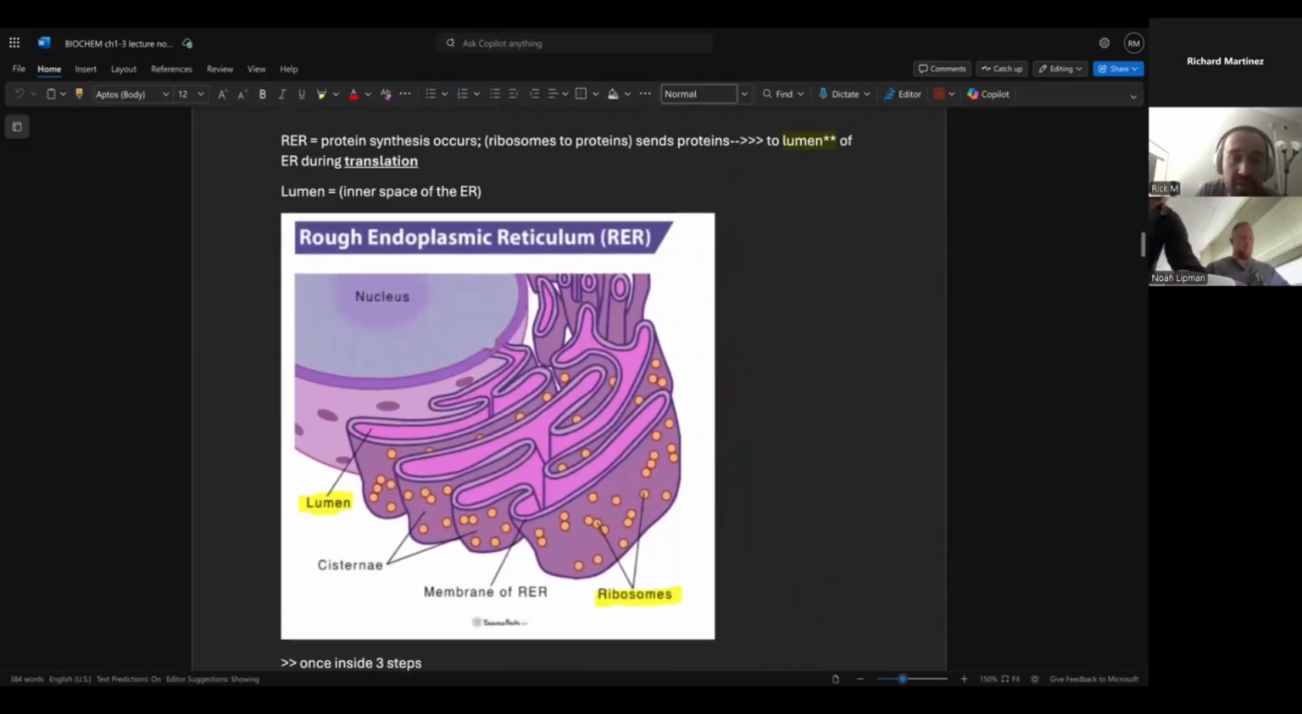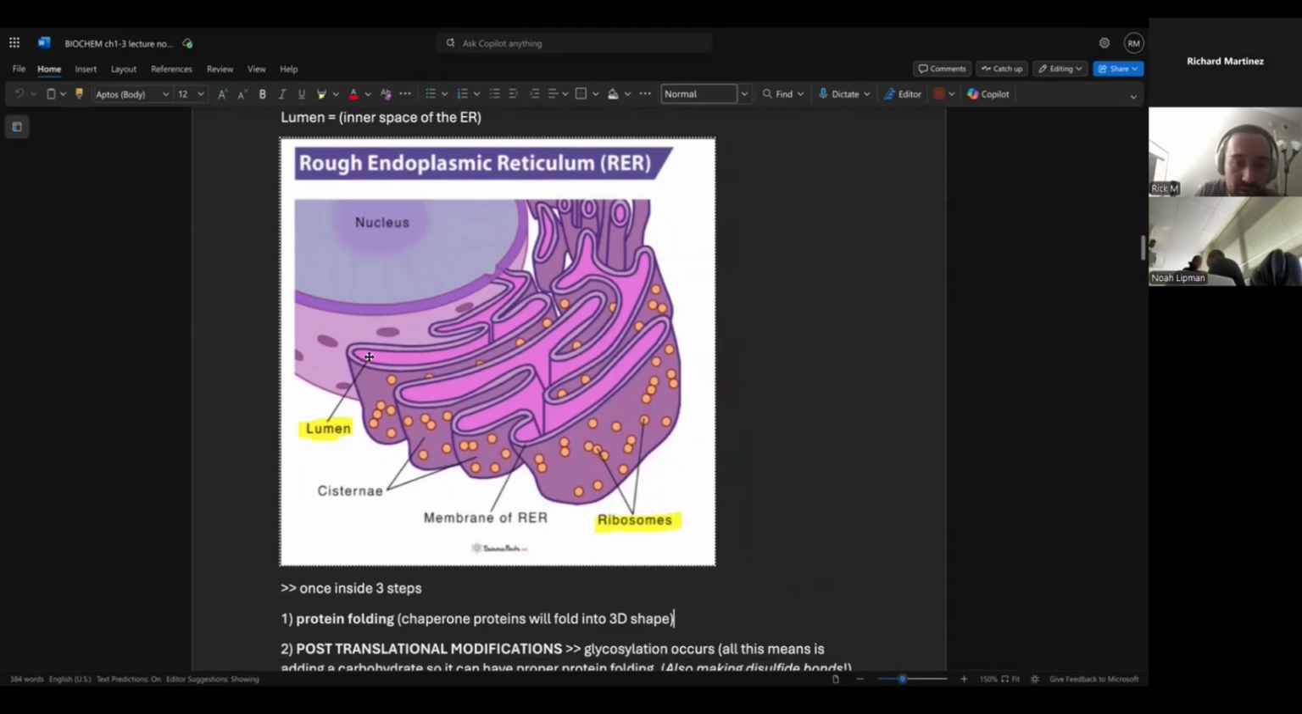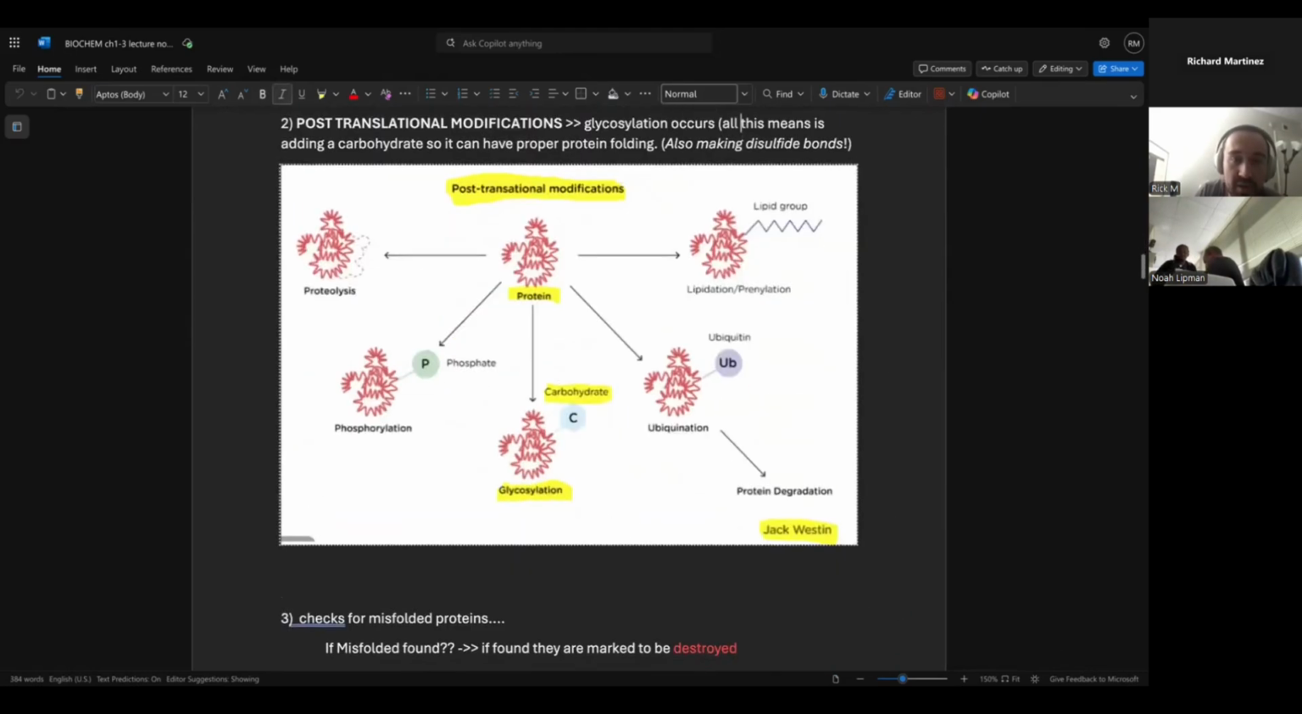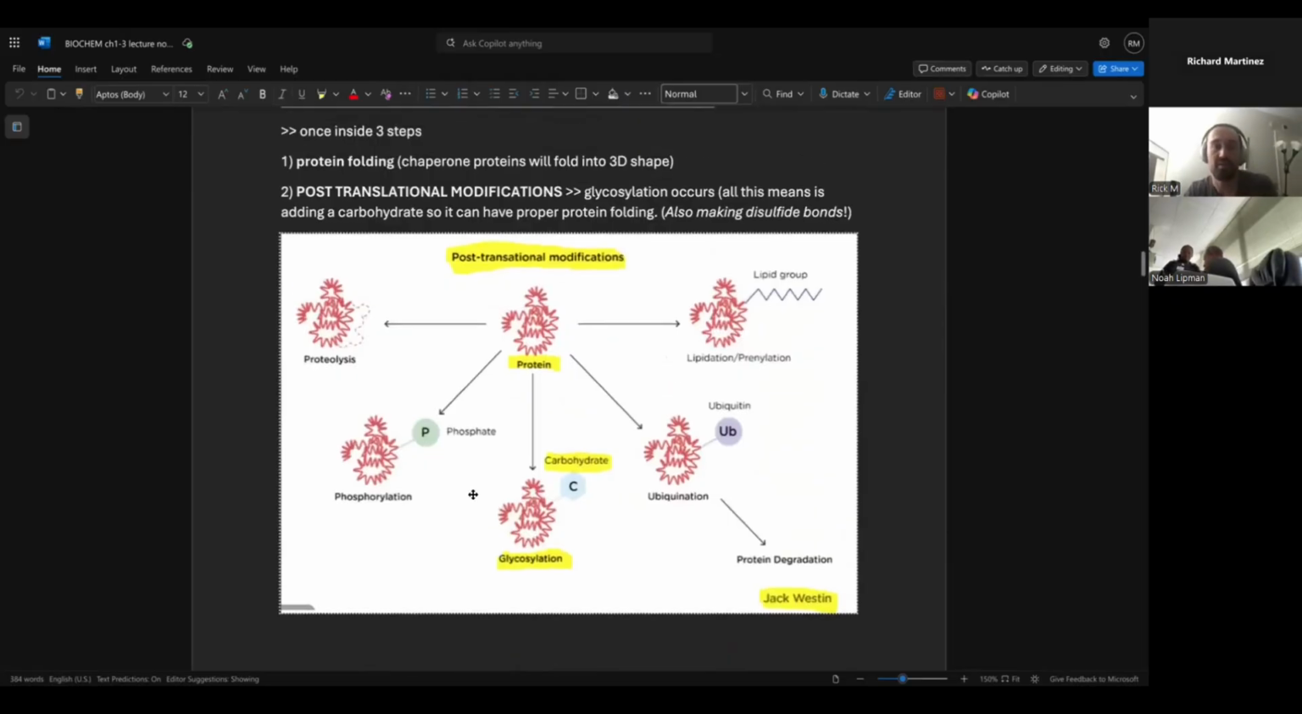We got some more stuff on the ER. Lumen, so like I was saying earlier, ER during translation. That's really it. Lumen is this little space between here. Okay, so another thing, I'll go off on a tangent. I think it's going to cut off in 2 minutes, but protein folding, we need chaperone proteins to help fold it into its 3D shape. That's how it gets this protein.